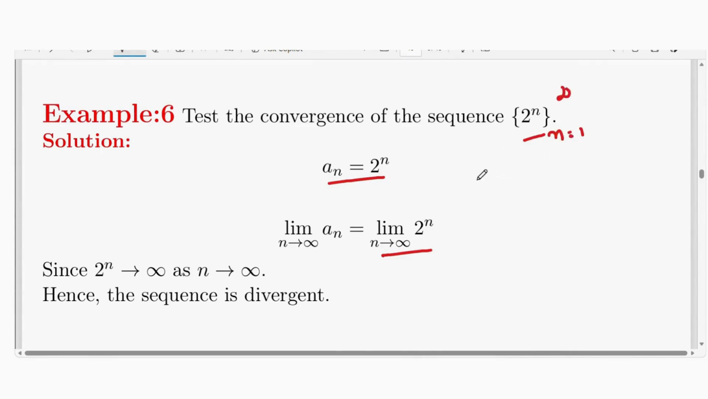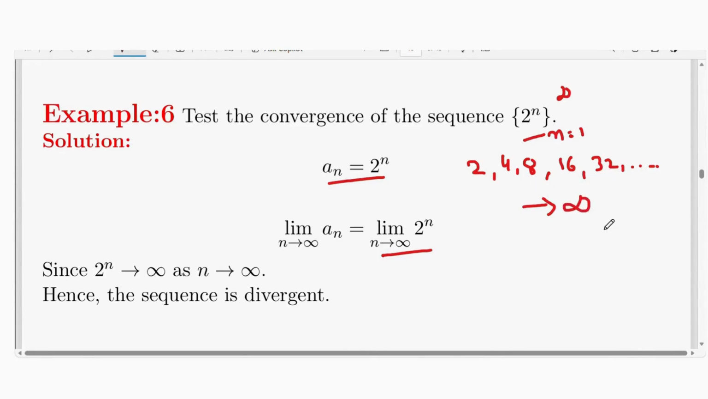So now observe the pattern. The first term of the sequence is 2. Second is 2 squared, which means 4. Next is 2 raised to 3, which means 8. Then next is 2 raised to 4, which means 16. Then next is 32 and so on. Okay. Now observe the pattern, or observe the terms of the sequence. As n increases, the term increases. Okay. So for very large n, we can say this pattern approaches a very large number. Okay. So this pattern approaches what?